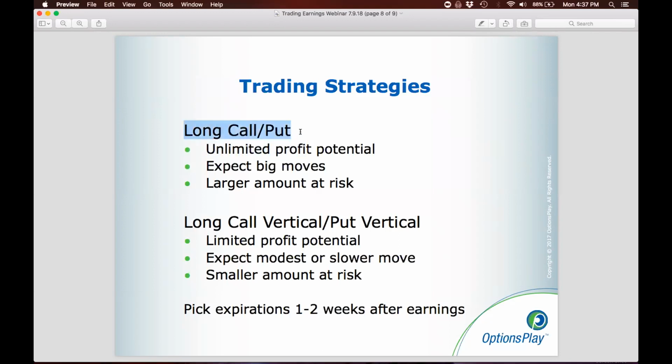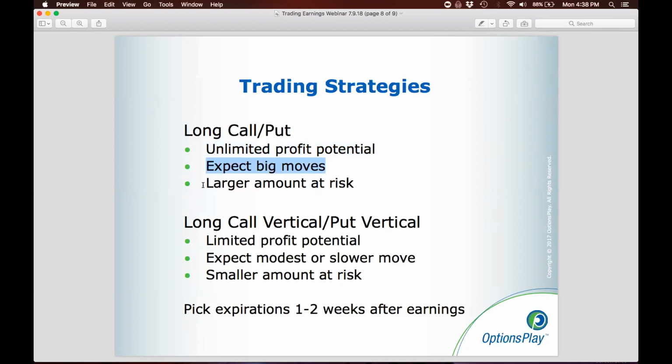So buying a call or a put is a strategy that gives you unlimited profit potential, meaning if the stock goes to infinity or if the stock goes to zero, you're able to capture all of that upside to either side. This is a strategy that you would typically use if you expect a big move in the underlying stock. So especially technology stocks, biotech stocks, these are the types of stocks you typically see big moves on earnings. These are the types of option strategies you would use for those types of stocks.